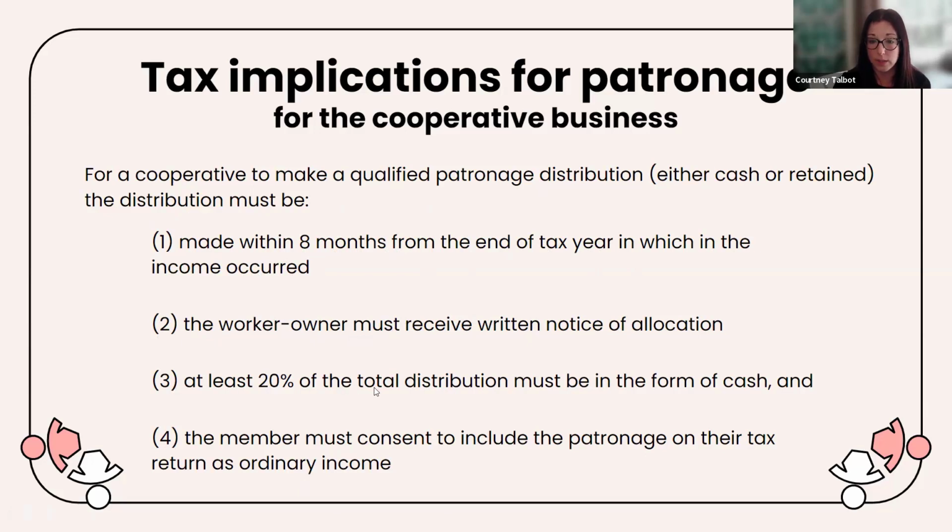3, at least 20% of the total distribution must be in the form of cash. Once again, that's a point that makes it qualified. And 4, the member must consent to include the patronage on their tax return as ordinary income. We're going to look at it in a minute, but that is important as well. That cash distribution is supposed to be helping the member, or the worker owner, pay for their tax.